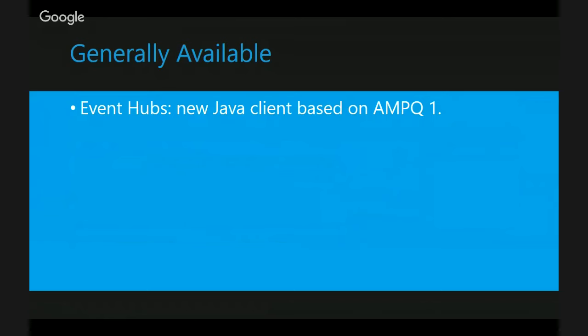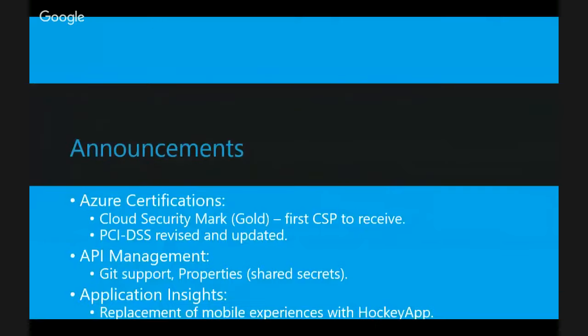Event Hubs, which is part of their big IoT offering, now has an ability to actually connect and consume and manage data using a Java client, which is consistent with a published protocol, which is called AMQP version 1. Probably doesn't warrant generally available on its slide on its own, but it's the kind of thing that fitted into that category this month. Now for the announcements.